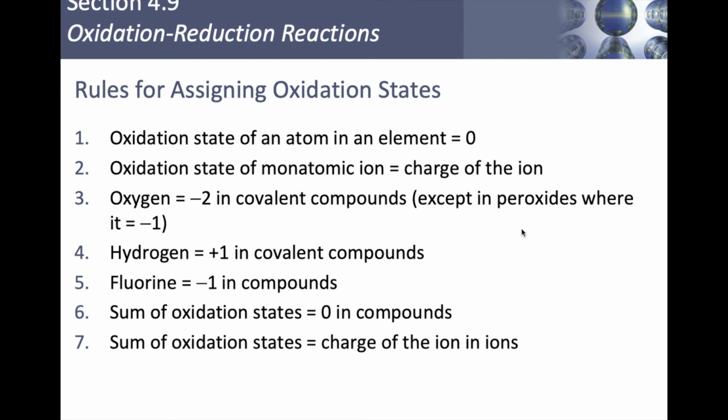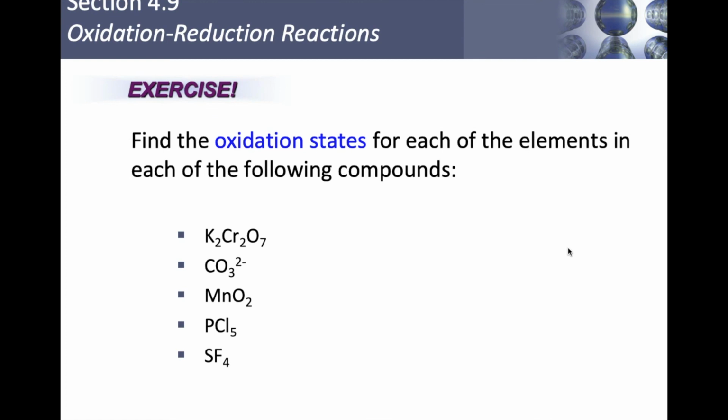The sum of the oxidation states is always going to equal the charge of the ion in a polyatomic ion. So for example, sulfate, SO4 2-, the overall charge of all of the elements in it has to be equal to -2. So let's use those rules in order to figure out what the oxidation states are of each element in here. And I'm going to go through the logic of it, okay?